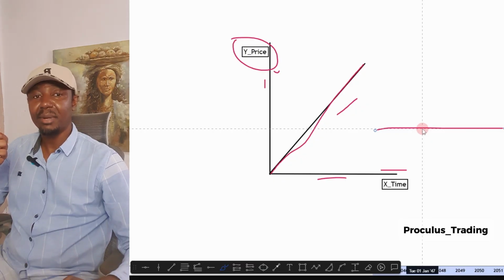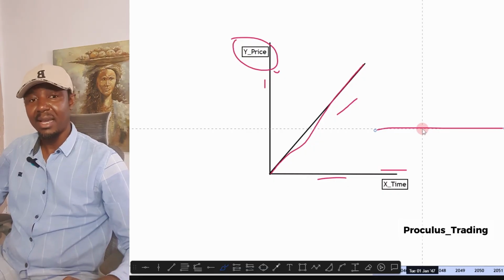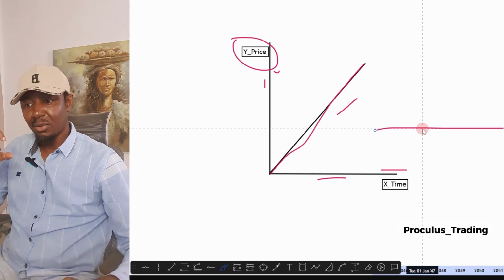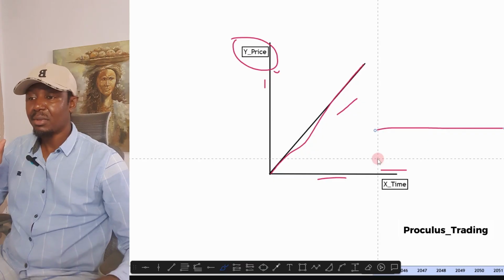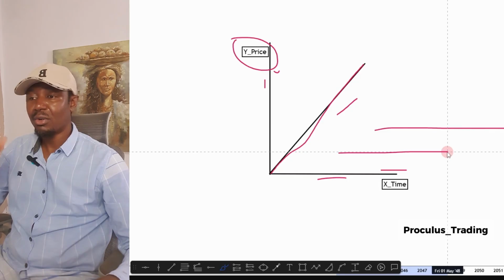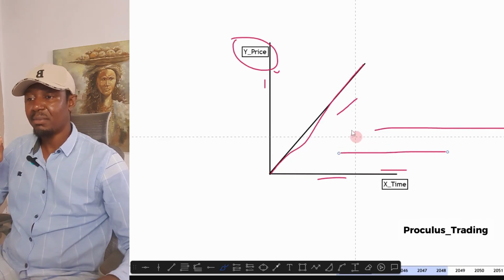It could be a breaker block. Okay, it could be a rejection block, an all-time high or an all-time low. But it is a horizontal line. But for the focus of this class, we'll be measuring on support and resistance. So like I said, support is a horizontal line drawn on the chart in which price will bounce off over time and then make all this move.